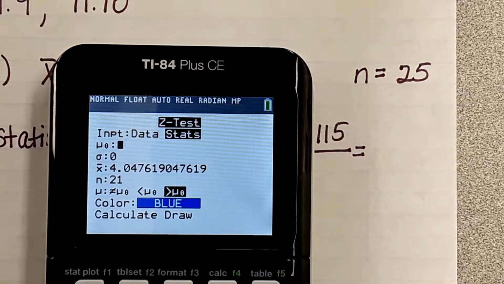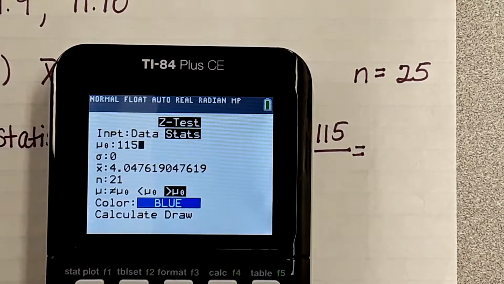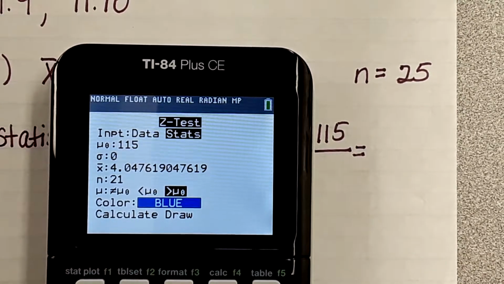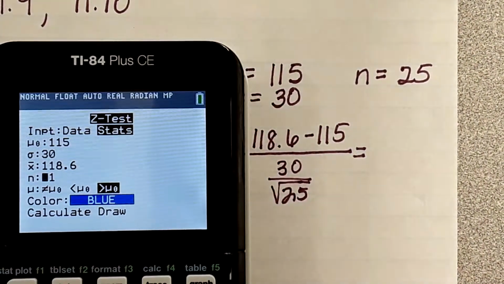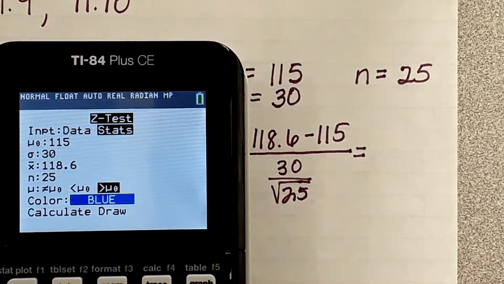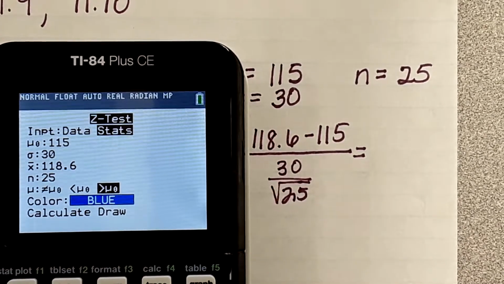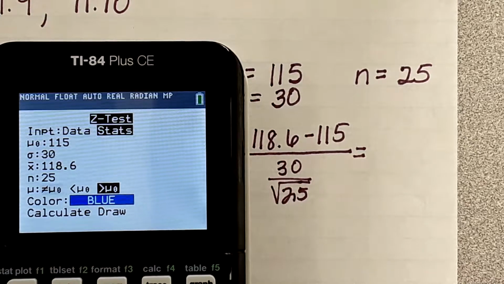Now, what did they say our mu was? So we're going to put 115. What is our sigma? What is our x bar? Was 118.6, right? We had 25. Now, that professor thinks what? She thinks that it's going to be greater than the 115, right?